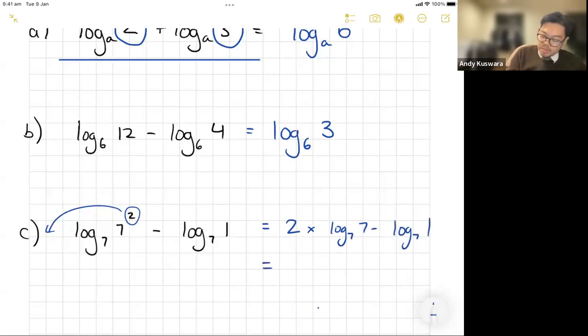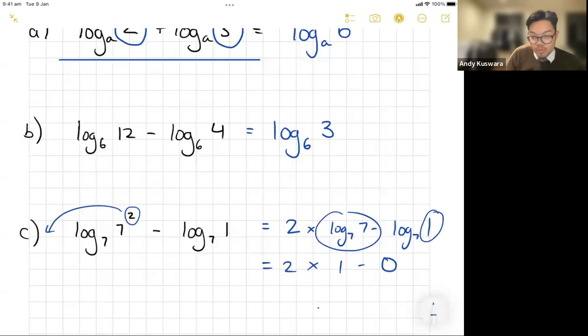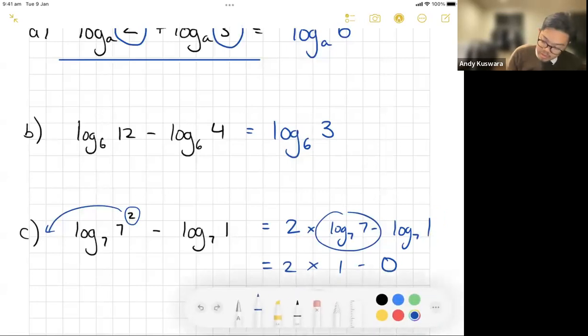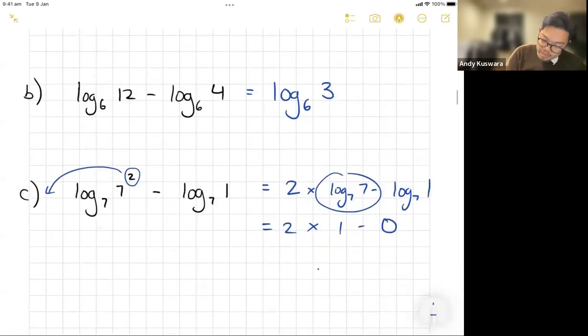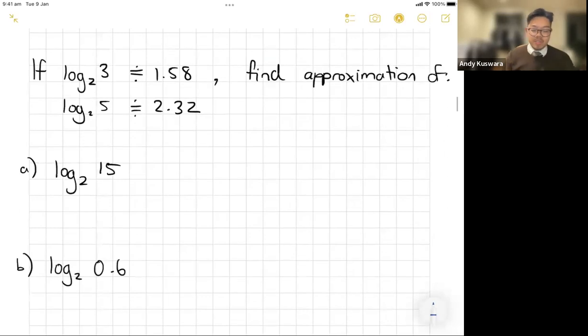Now there's a couple things that we need to note here. Log 7, 7, that's actually 1. And then minusing log 7, 1, I'm pretty sure that's going to be 0, looking at our log law. Anything where 1 is the numeral, it's to the power of 0. Okay, so looking at this and following BODMAS, hopefully we can see this is 2 take away 0. Just answer 2.